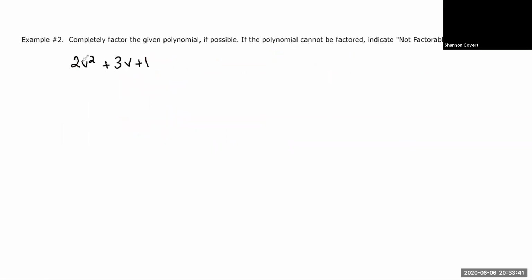All right, so here's our second example. Completely factor the given polynomial if possible. If the polynomial cannot be factored, indicate not factorable. So we need to look for a GCF. I'm looking at this problem and all of these numbers are prime, so there's no greatest common factor. All right, so it's a trinomial. So how many terms? We have 3, so we have a trinomial.